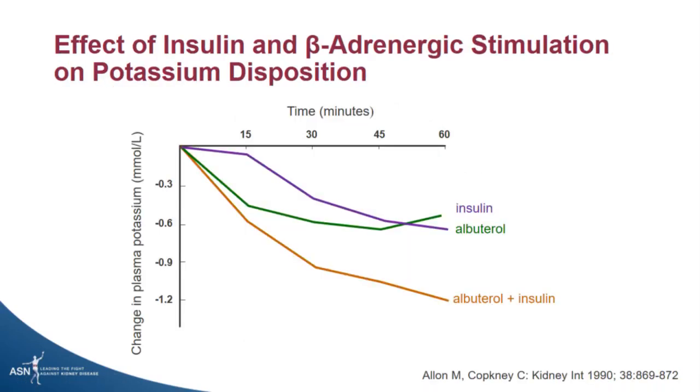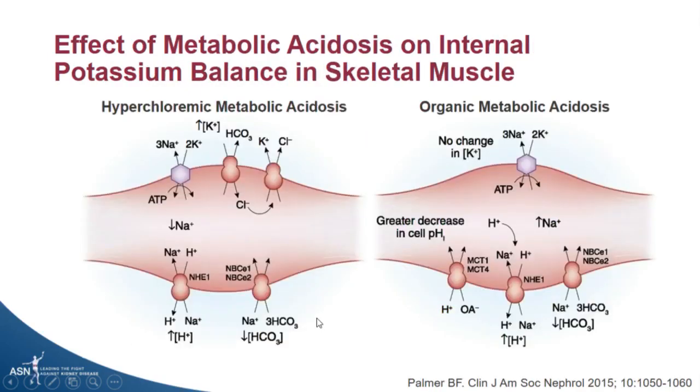The effects of insulin and beta stimulation on potassium uptake, the fact that they're independent, is illustrated here, and the fact that they're additive. So this is from data looking at treatment of hyperkalemia, and you can see the effects of insulin in purple, albuterol in green, and the combination of albuterol and insulin in orange, showing the additive effects.